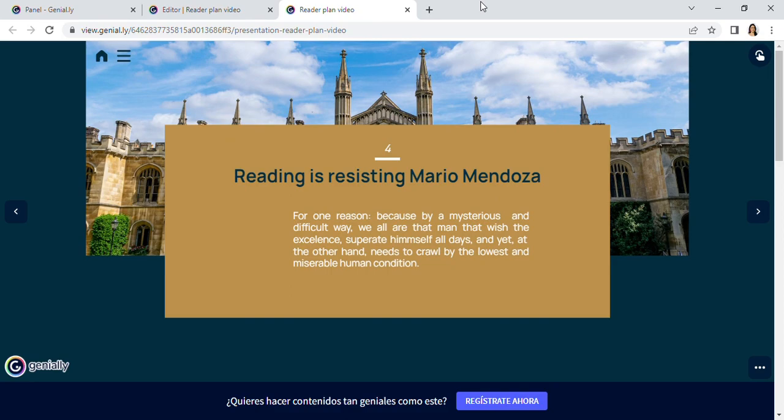Here's a part of the chapter. Here's the chapter I made of the book Reading is Resisting by Mario Mendoza. I'm going to read it, and after I made some keywords that I think will make you easily understand or comprehend that text. For one reason, because by a mysterious and difficult way, we all are that man that wishes the excellence, separates himself all days, and yet on the other hand, needs to crawl by the lowest and miserable human condition.